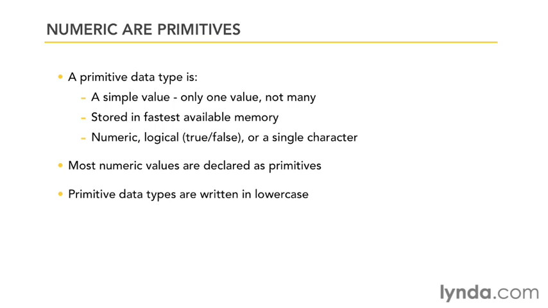When you declare a primitive data type, you spell the data type in all lowercase. So for example, int, or byte, would be spelled all lowercase. There are also classes with these names, but they'll have an uppercase initial character.